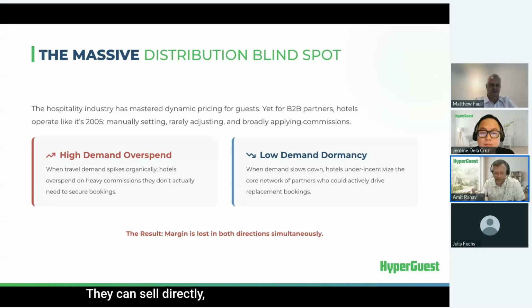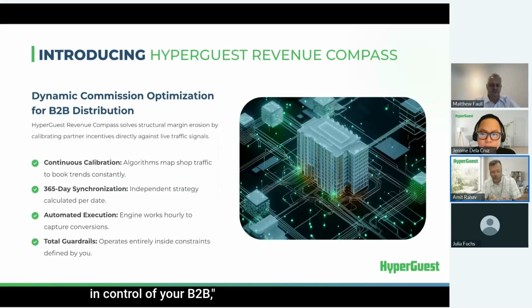They can sell directly, but without all the headaches of traditional contracting and with very smart distribution strategies that can deploy very easily. And this really gives the power to the hotelier. I'm saying, okay, you have the joystick, you're in control of your B2B, but it's just too much work. It's just a lot of detail that I can optimize. A lot of data is available.